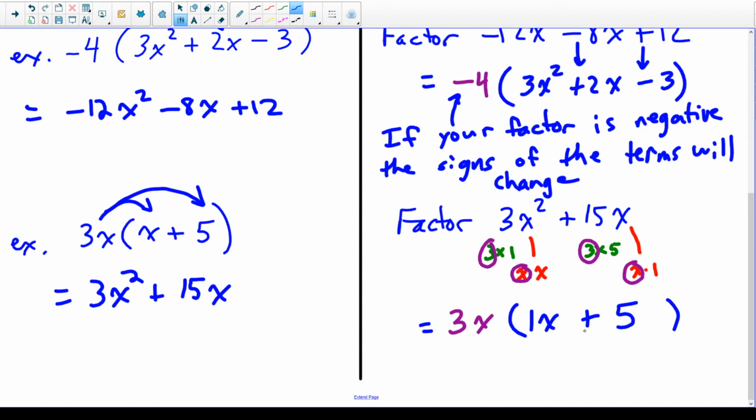And then another way of thinking of this, folks, which might be easier, is 3x squared is being divided by 3x, and our leftover is 1x. 15x is being divided by 3x, and our leftover is 5. So, I'm going to start using that method more than any others, okay, which is the direct opposite of this method. So we multiply in for expanding, we divide out for factoring, okay? So let's continue here.